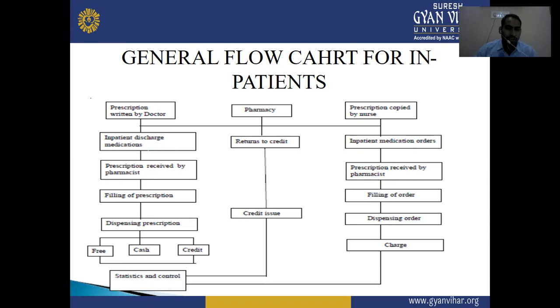Prescription received by pharmacists, filling of prescription, dispensing prescription, free cases, credits, and pharmacy returns to credits, credit issues, statistics and control. Then prescription copied by nurse. Inpatient medication order, prescription received by pharmacists, filling of order, dispensing order, and charges. This is the journal flowchart for inpatients.